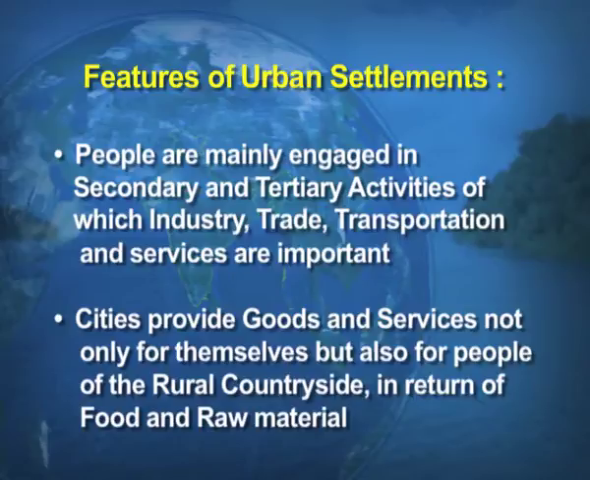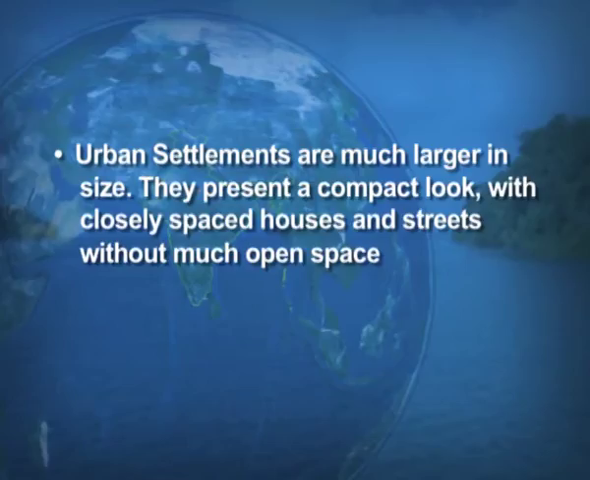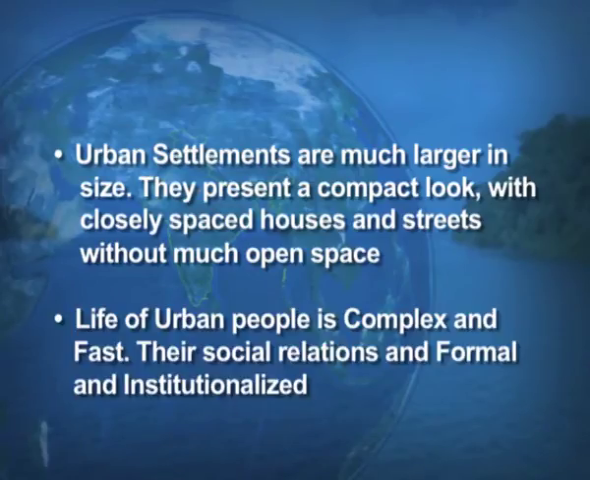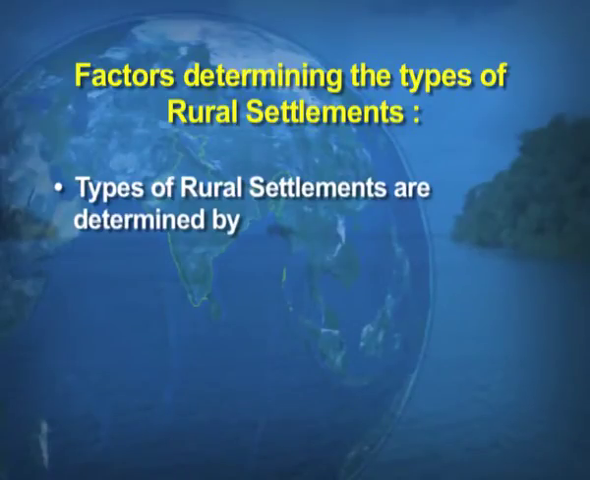Urban settlements are much larger in size. They present a compact look with closely spaced houses, unlike what we discussed for the rural settlements. Life of the urban people is very complex and fast. Their social relations are very formal. As we discussed, the relations in the rural areas are very intimate, unlike the urban settlements.